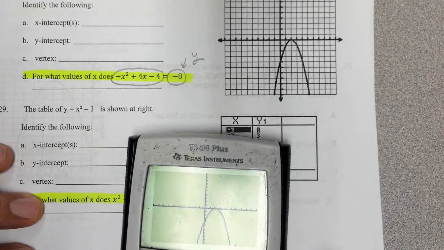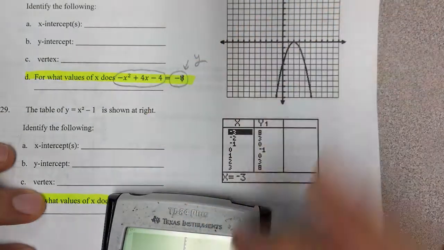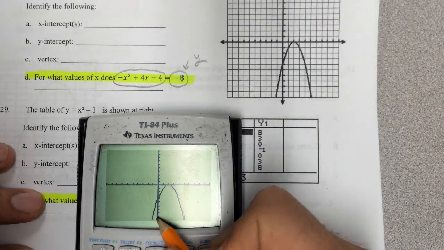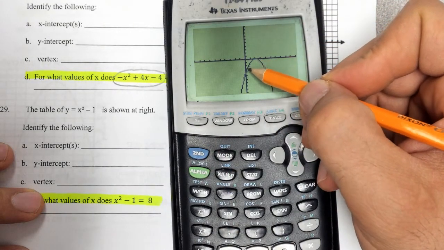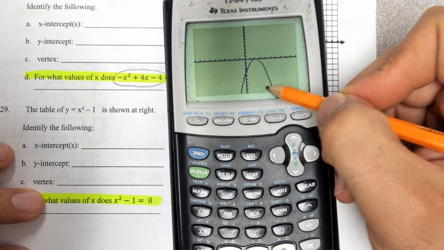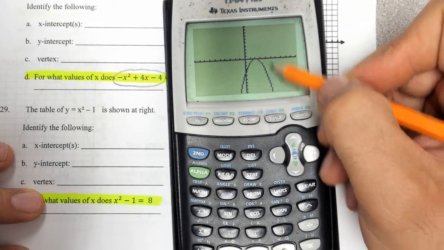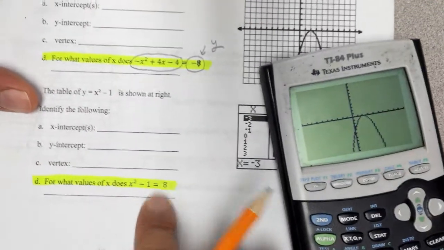Okay? In this case, I think it's probably a typo. There should have been a 9. But let's say it's negative 8. All you got to do is go over here, look for negative 8. Draw a line right here. And wherever it's crisscrossing, that's your answer. Okay? Same concept.